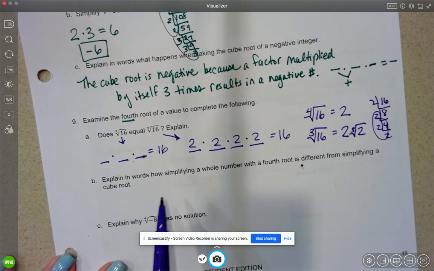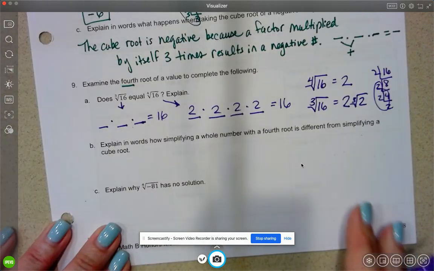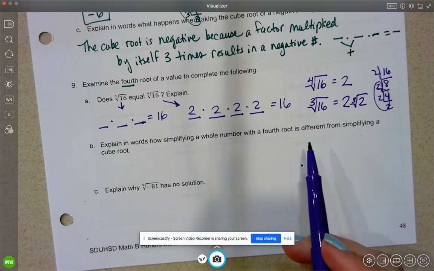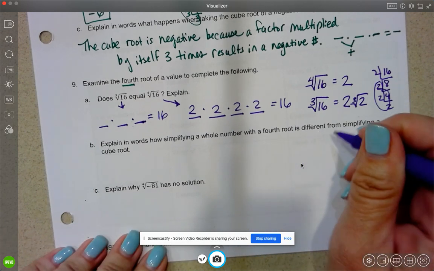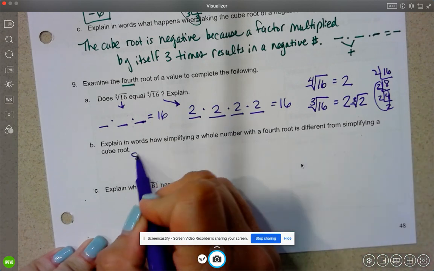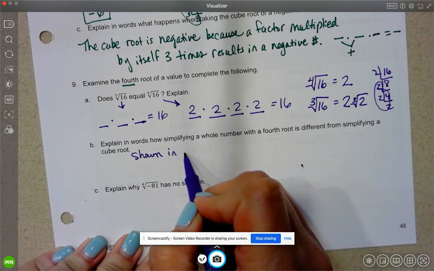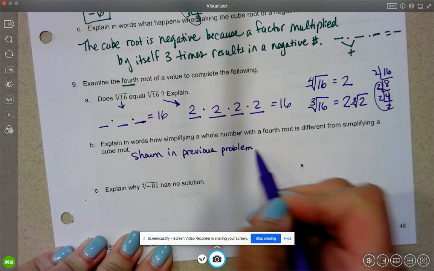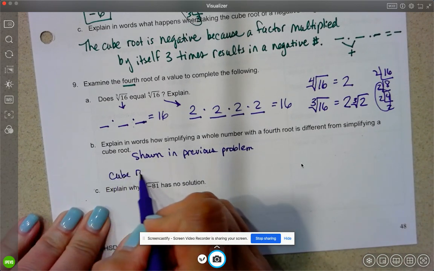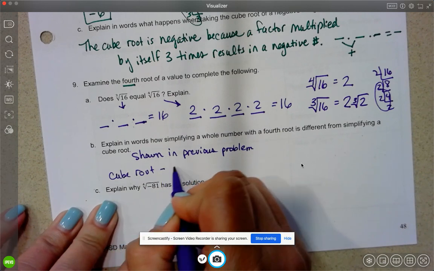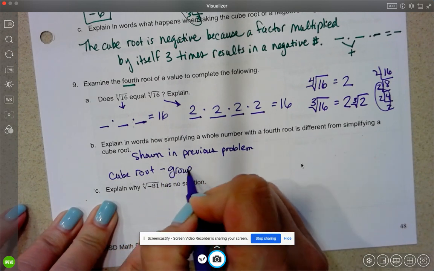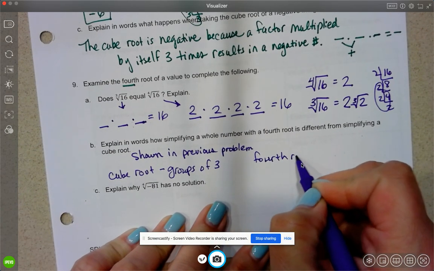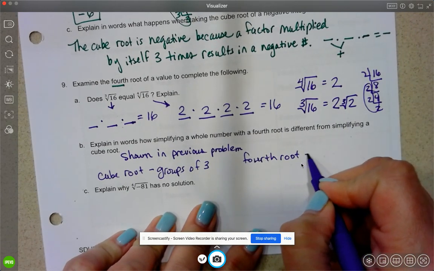Explain in words how simplifying a whole number with a fourth root is different than simplifying a cube root. Well, I kind of showed that up there, right? So I think that's shown in the previous problem. Basically, for a cube root, you take out groups of 3, and for a fourth root, you take out groups of 4.